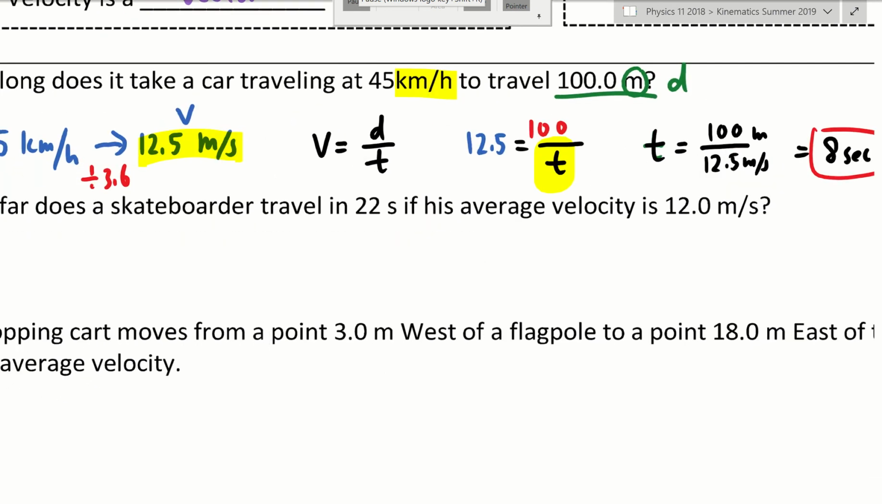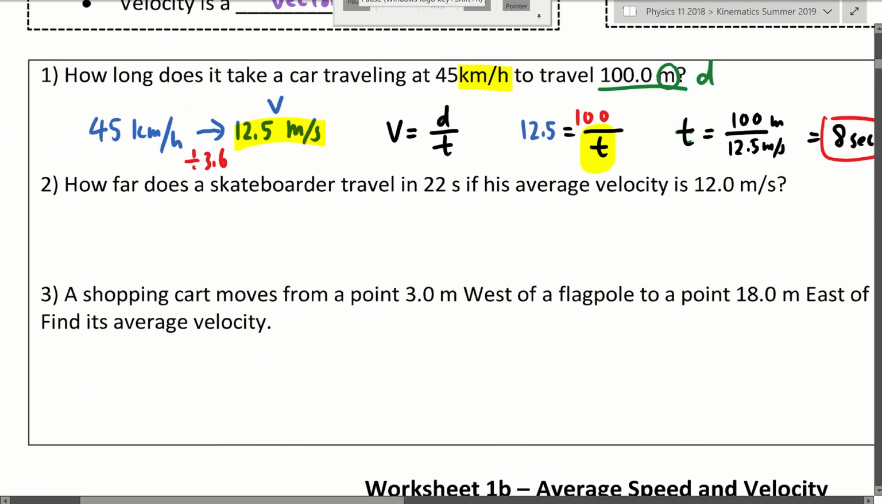You can always pause the video and rewind if I'm going a little bit too fast.